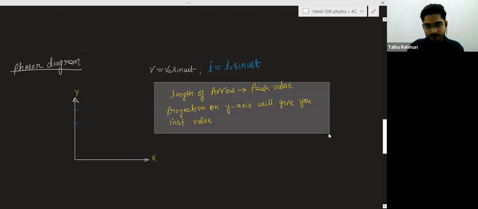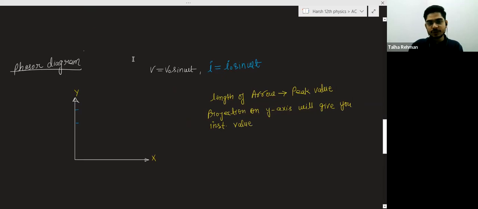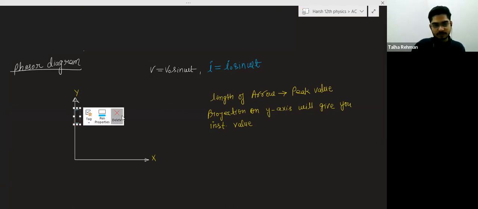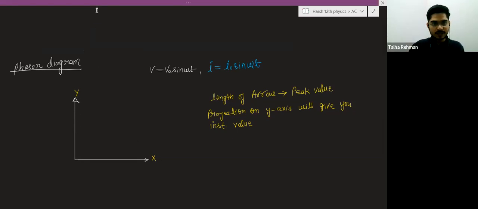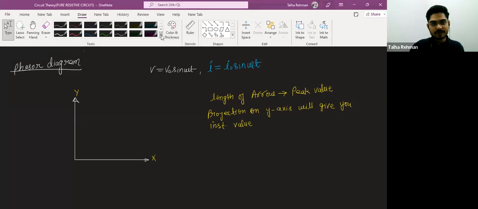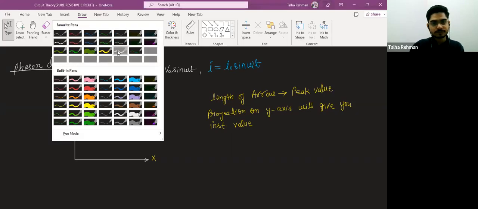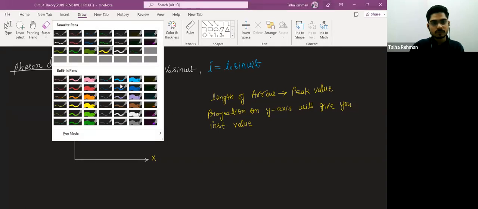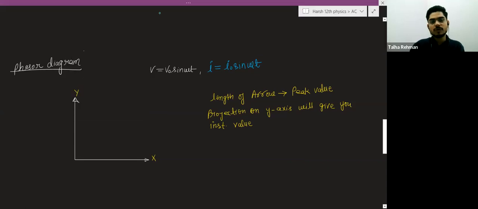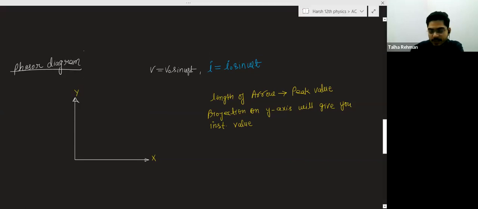Now, see the equation of the voltage first. V is equal to V naught sine omega t. So take two axes: the Y axis and the X axis. After that, see the phase of the voltage. The phase of the voltage is omega t.